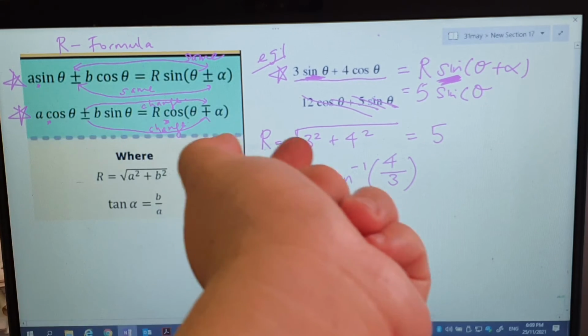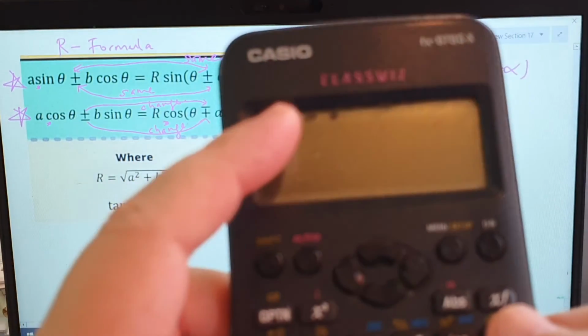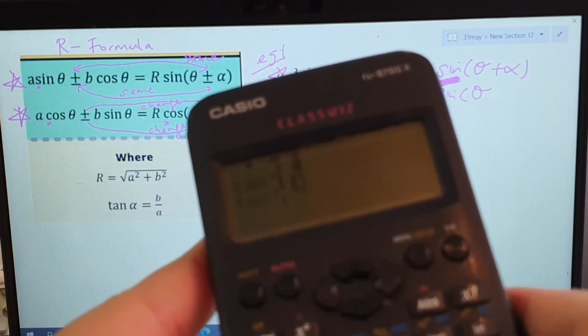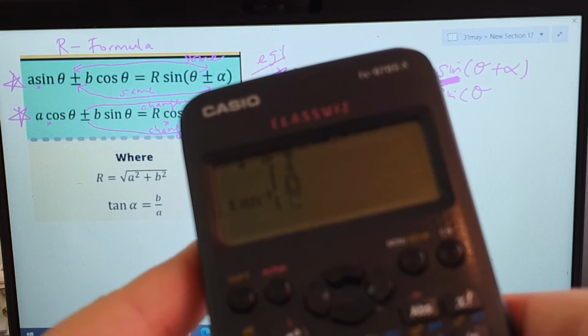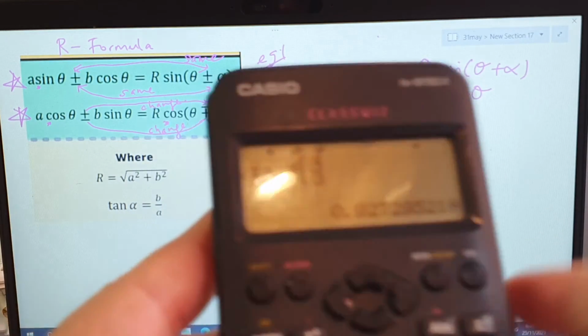B over A. Then you press your calculator. You will get... Okay, let's say I work in radians. 4 over 3. Then you press equal. You will get this, right?